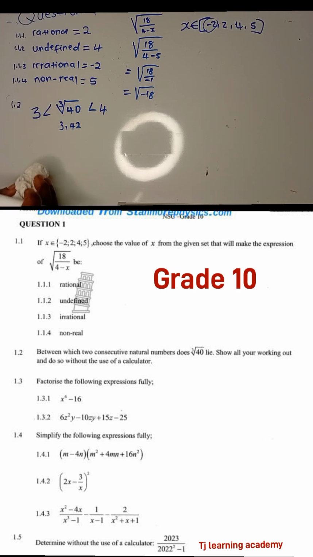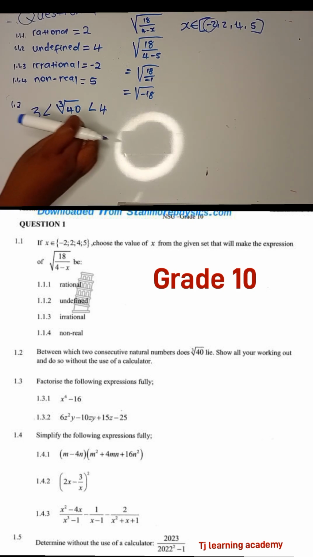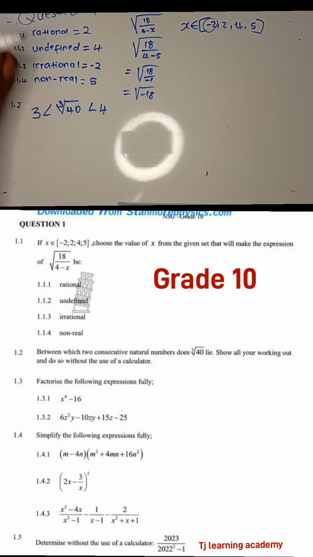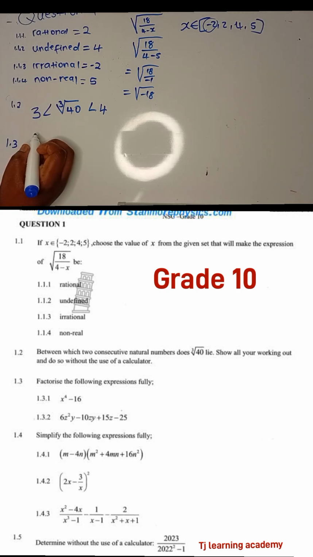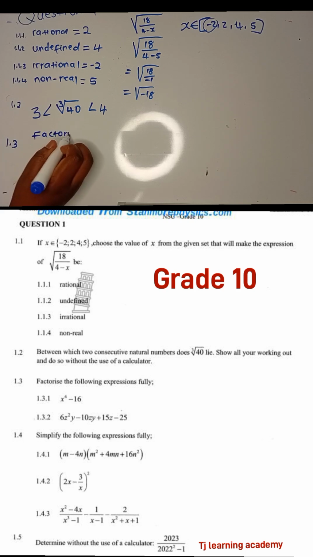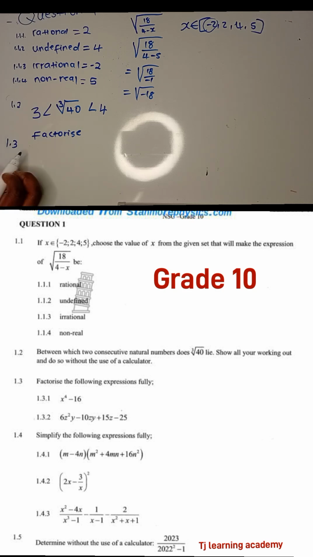So now let's move to 1.3. 1.3 is factorize the expression fully. Now we are factorizing. We know that we factorize by taking out the common factor.